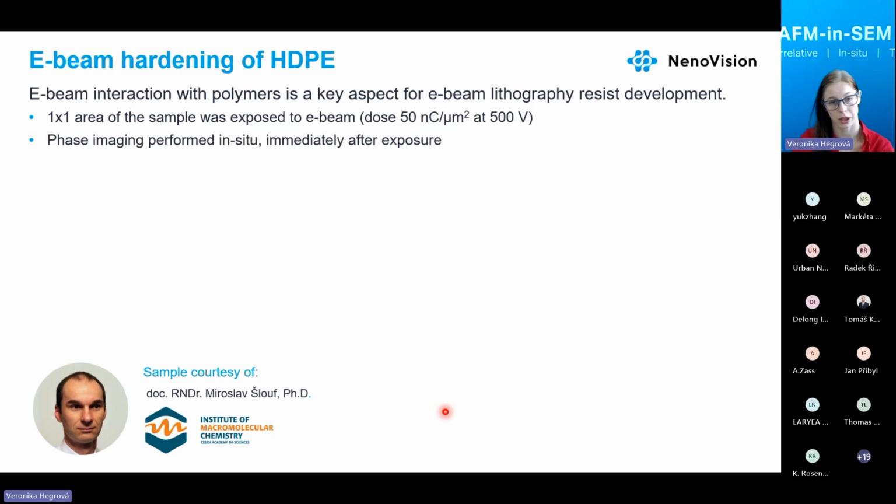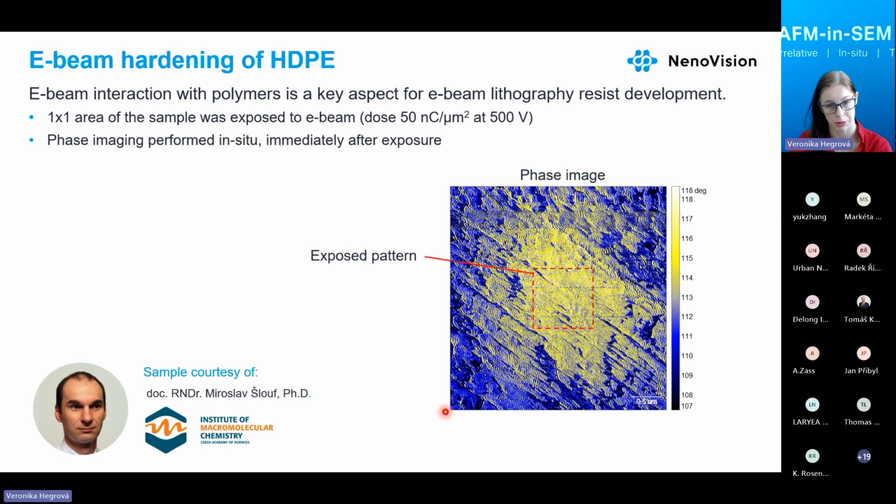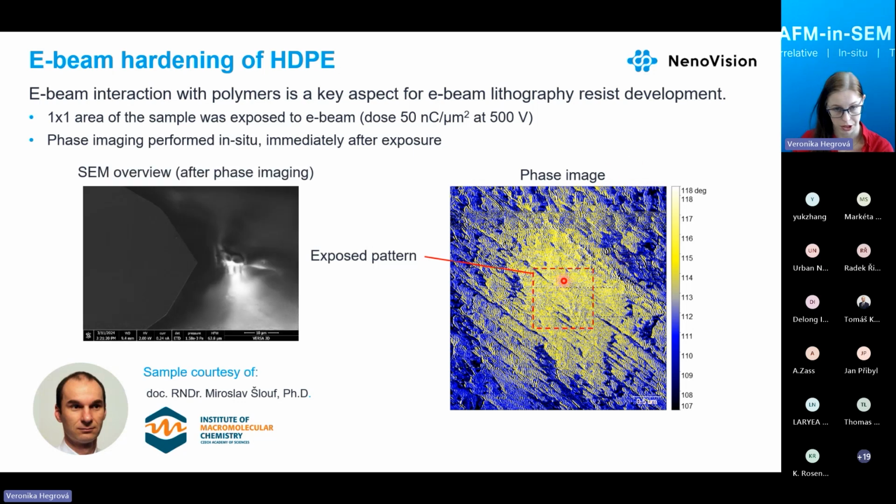So what we did, we first of all used the e-beam to expose a pattern on the HDPE surface, and afterwards performed the phase imaging. As we can see, the harder and less hard properties. And afterwards, as you have a look, we have the SEM overview after phase imaging. So charging is visible quite a lot here.